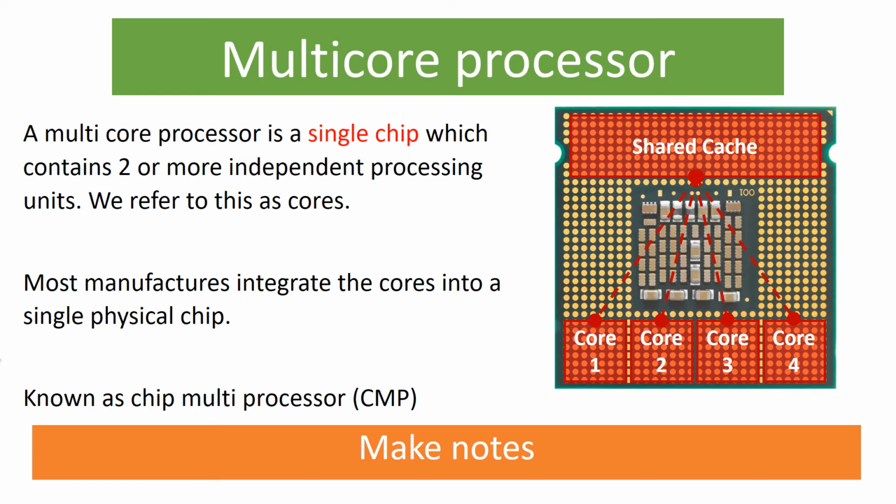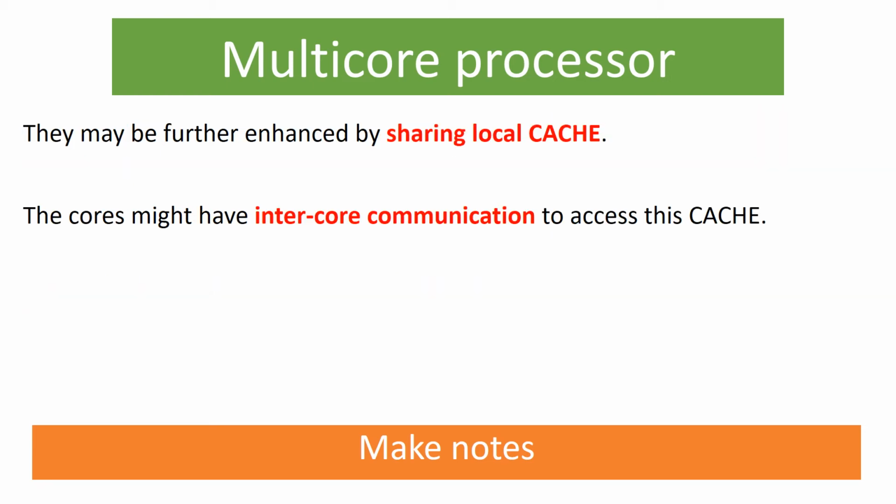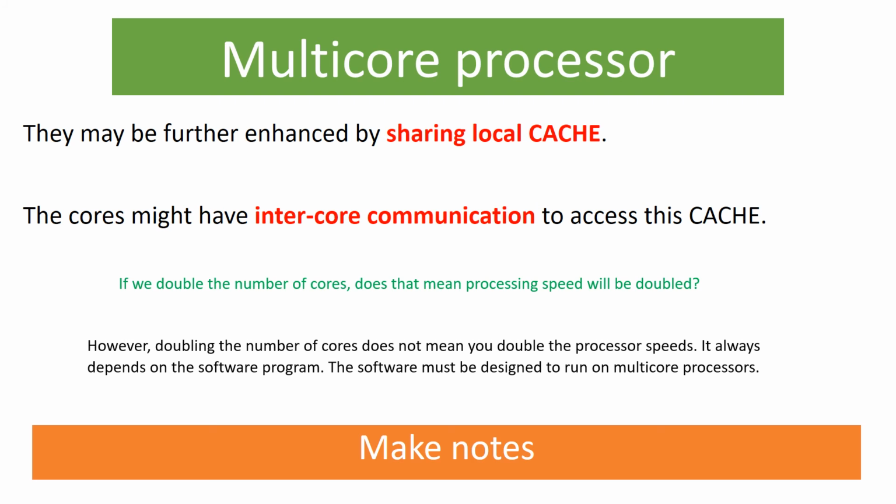Most manufacturers integrate these cores into a single chip or a single CPU. These are known sometimes as CMPs, chip multiprocessors. They often have shared local cache. This basically means they can access the same data instructions quickly, and they can sometimes have inter-core communication to access this cache. Just remember that if we double the number of cores, that doesn't necessarily mean the processing speed will double. That depends on the software programs that we are using.